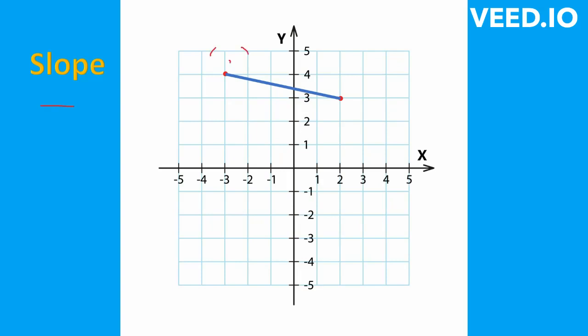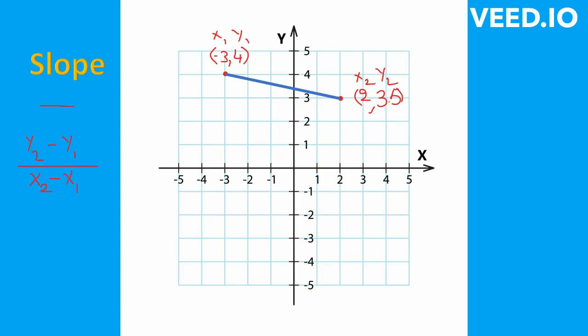So anyway, let's try to calculate the slope, which means we need to find the x and y coordinates. This is minus 3, 4, 2 and 3.5, somewhere between 3 and 4. So x1, y1 and x2, y2, we are giving these names. Slope is y2 minus y1 by x2 minus x1.